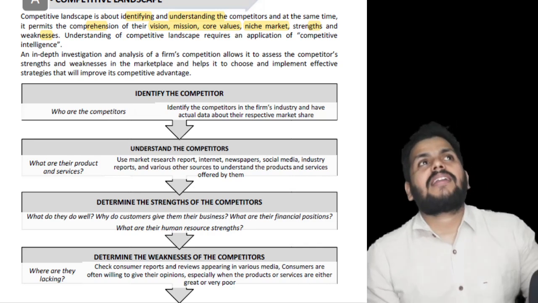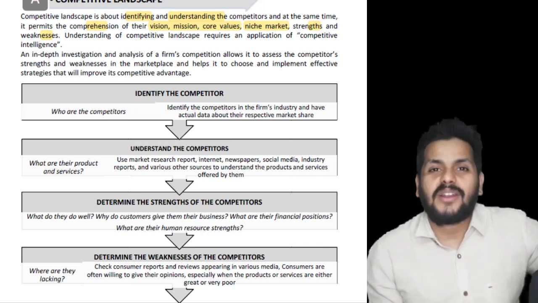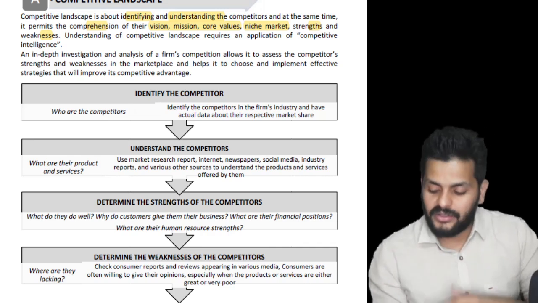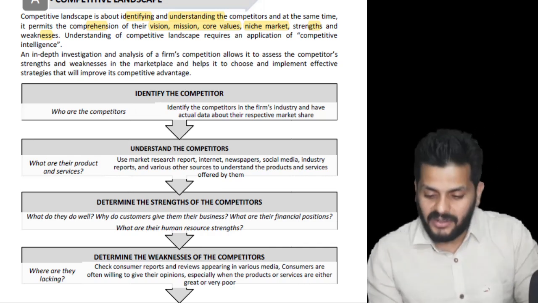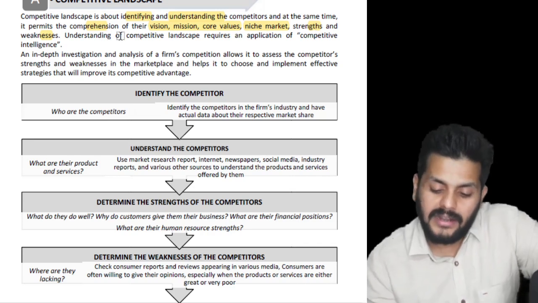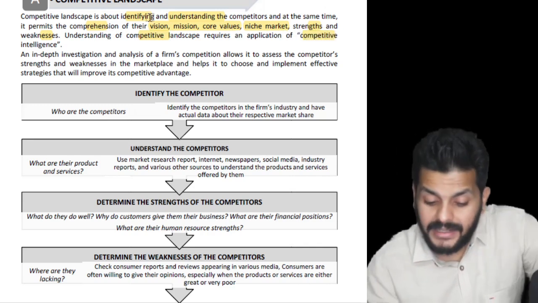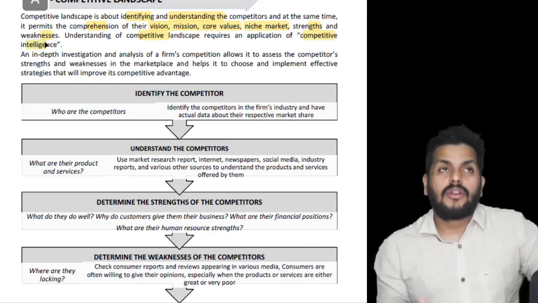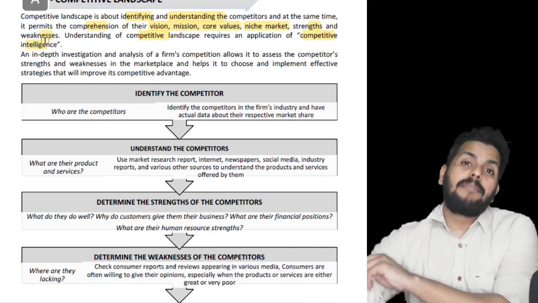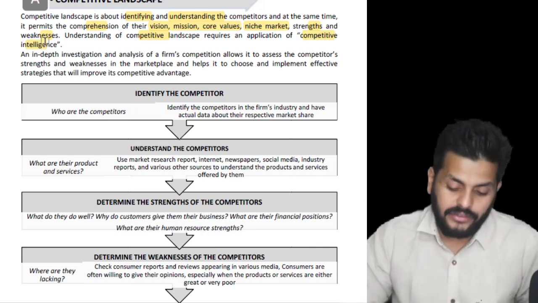Some people are like, sir, I don't know what are my strengths and weaknesses only. You are asking me to identify what are competitors' strengths and weaknesses. No, it's not that difficult. There are particular ways. Let's follow that. Before going there, understanding the competitive landscape requires application of competitive intelligence. Not your own intelligence. In a competitive market, how you can survive, that is called competitive intelligence.